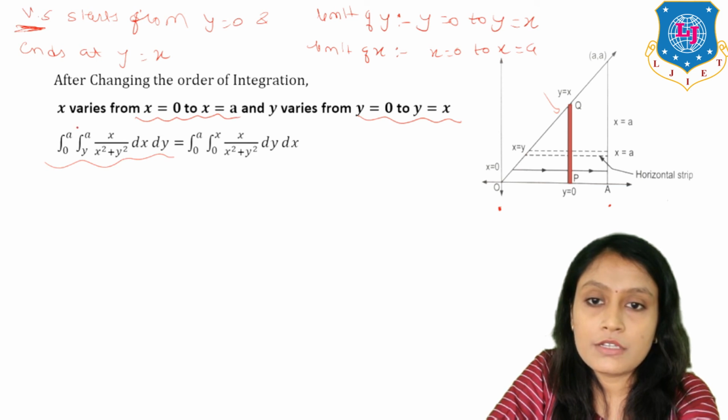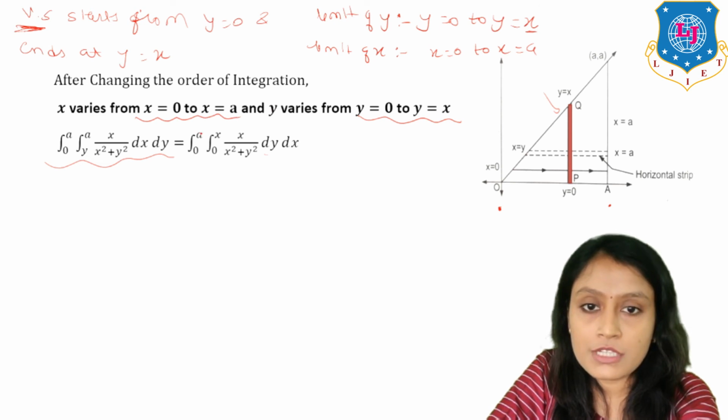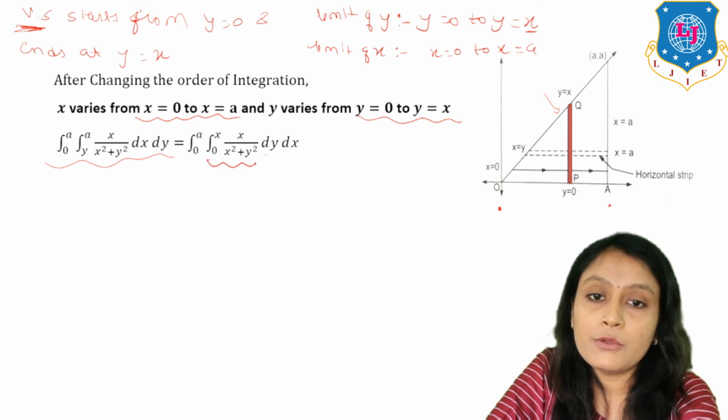Now we will write the integration that is given in the question. This is the integration 0 to a, y to a, x upon x square plus y square dx dy, and this is equal to, now we have changed the order. So here we have dy dx, and to write the limit, now you can see here we have the variable limit, so we will write it inside, that is integration 0 to x, and the constant limit 0 to a we will write outside.